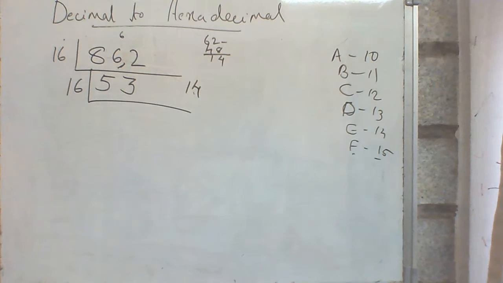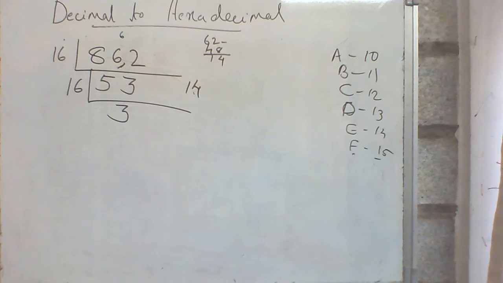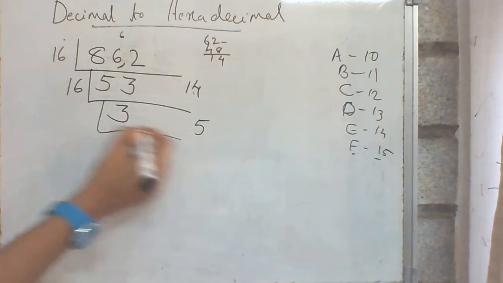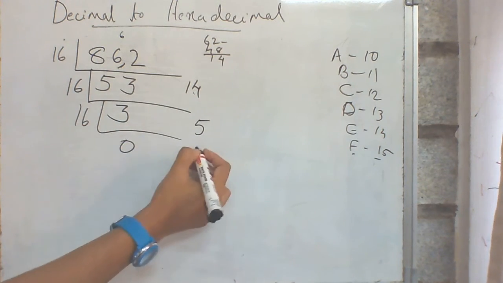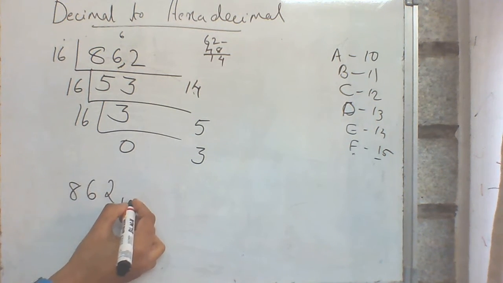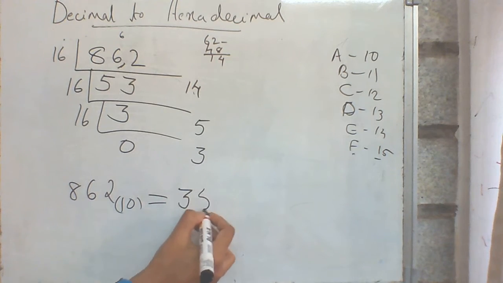Then again divide this number 53 by 16. How many? 3. 16 threes are 48. 53 minus 48 is equal to 5. Then divide 3 by 16, the quotient is 0. Then the conversion of 862 base 10 is equal to 35 and then the last digit.